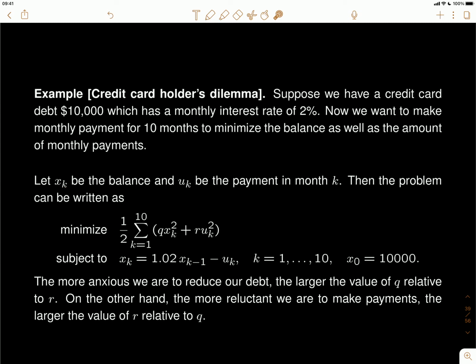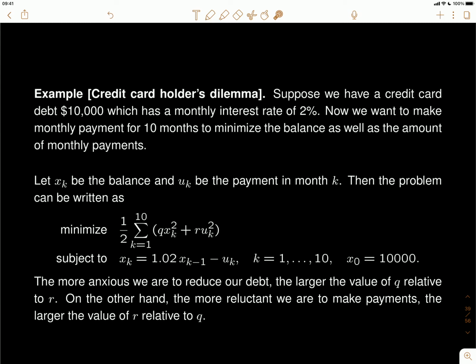So according to the setup we have earlier, the balance we have in the next month is the remaining balance from the last month times 1.02, which reflects the 2% interest rate, minus uk, to subtract the payment we made in the kth month. So this is like a dynamical system, as we mentioned before. At the same time, we want to minimize the balance for each month, and also we want to minimize the payment. We don't want to make a large payment. That's our purpose right now. So let's say the purpose is to minimize it.